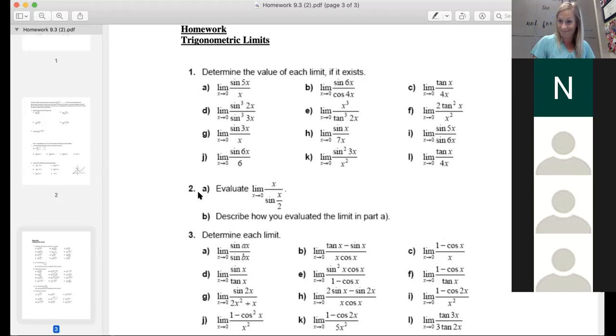So, which ones do we need to go over? 1D, 1E, 1F, 1H, 1I. Oh boy, we're gonna have fun here. 1K. 1J. K. Okay. Did I hear J? K. 2, what? In general. Just 2. All of 2. Okay.